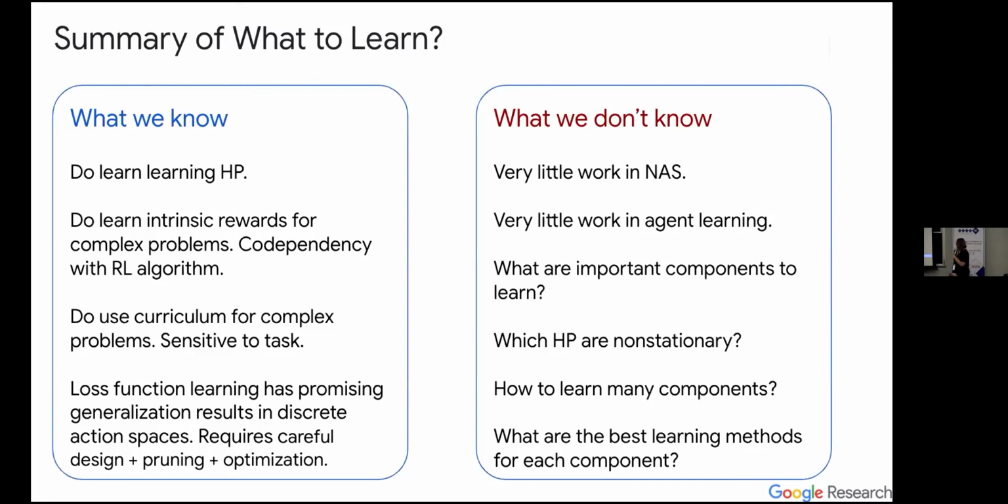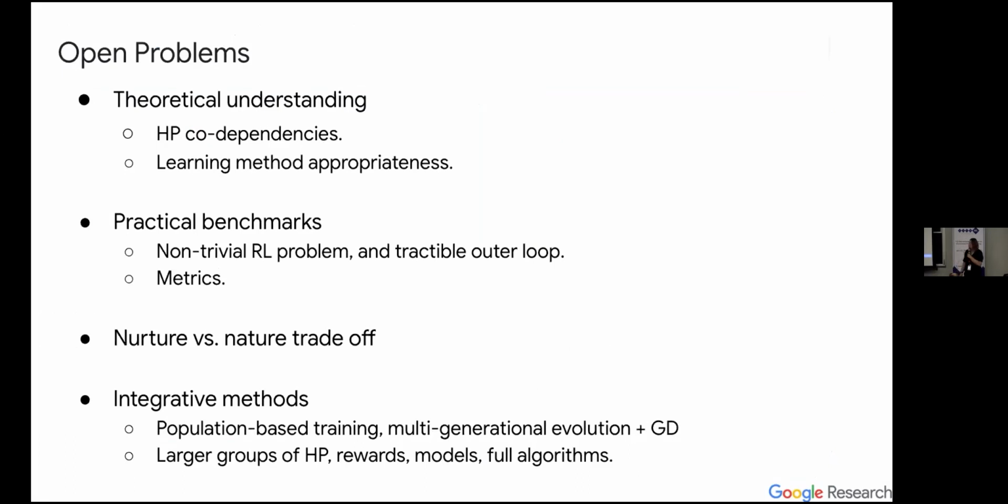And what are the best learning methods for each component? So this is my take on what the big open problems are. We need a lot of badly needed theoretical understanding of these hyperparameter codependencies, which methods are appropriate and when, and so on. It's a very experimental field. We need some kind of fundamental theoretical understanding there, because the whole theory of POMDPs and so on, the way it is, is largely non-applicable here.